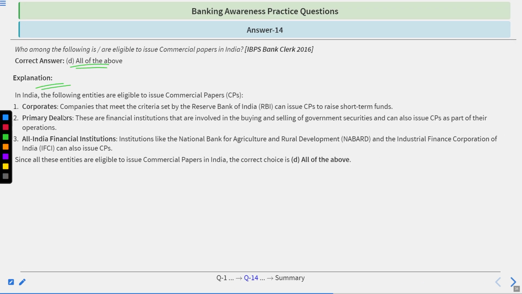Go by the explanation. In India, the following entities are eligible to issue commercial papers. First, corporates. Companies that meet the criteria set by the Reserve Bank of India could issue CPs to raise short-term funds. Primary dealers. Financial institutions that are involved in the buying and selling of government securities could also issue CPs as part of their operations. All India financial institutions, like NABARD and the Industrial Finance Corporation of India, could also issue CPs. Since all these entities are eligible to issue commercial papers in India, the correct choice is D, all of the above.